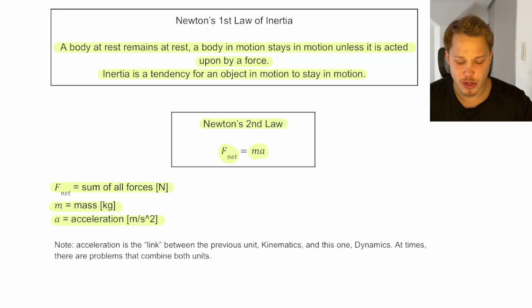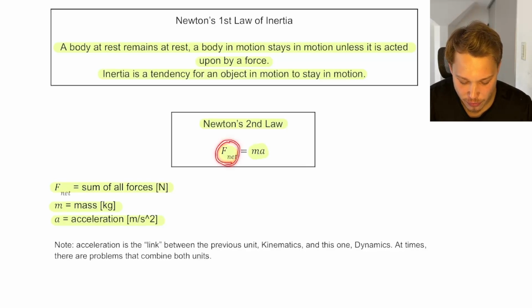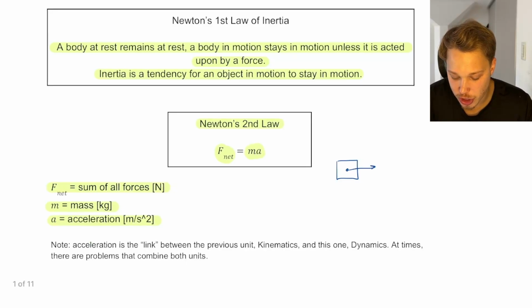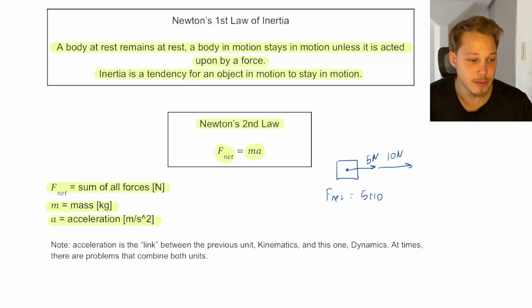So the most confusing part is probably this F net, right? This net force. What is the net force? So net force is just the sum of all the forces applied to the object. So let's say I'm pushing on the object with a force of 5 newtons and then with a force of 10 newtons, my F net is going to be the sum of these two. So 5 plus 10, or 15 newtons, right?